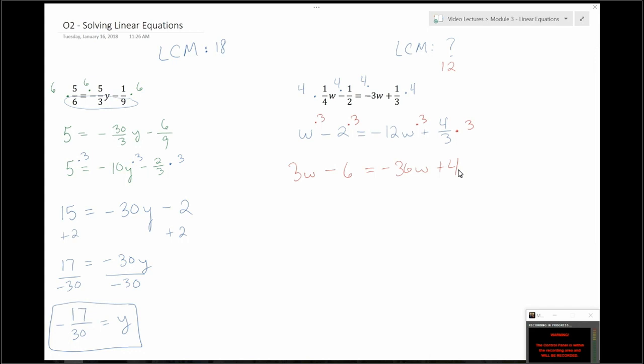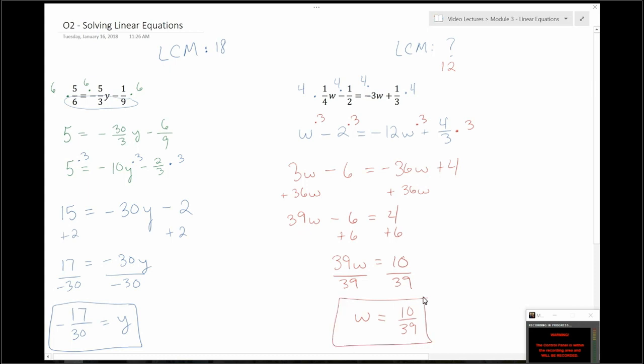So that was the number I could have multiplied by in order to skip that first step. But now look at how easy this is. This is way easier to deal with. I'll add my 36w to both sides. I'll add my 6 to both sides and divide by 39. And again, even more so than last time, no idea what this decimal expansion is. But once I was able to get rid of the fractions by multiplying, it became a whole lot easier.